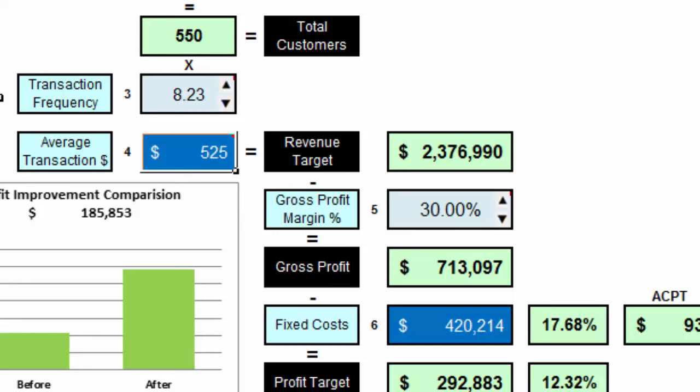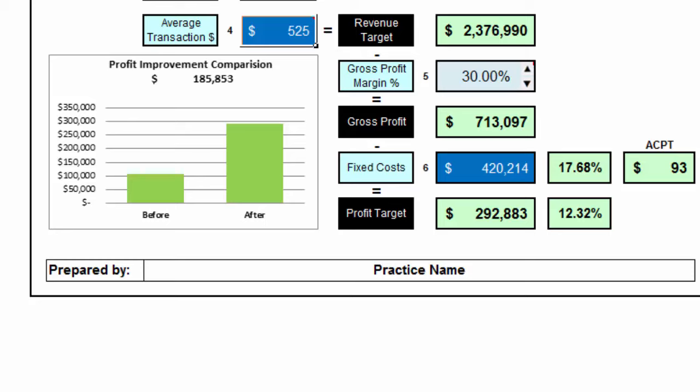Revenue now, $2,376,990. Gross profit margin was increased by 5 percentage points from 25 to 30. And fixed costs have also increased and now up to $420,000. But you'll notice the average cost per transaction has reduced by 5%, so 93. And what that is an illustration of improving efficiency in our fixed costs, or utilising the resources that are produced from incurring those fixed costs.